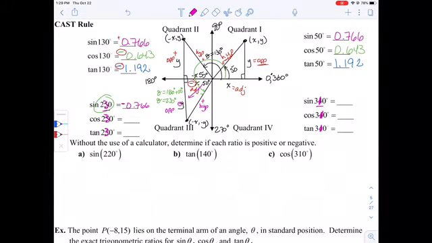Our cosine, our adjacent over our hypotenuse, would be a negative 0.643 because it's negative over positive, adjacent over hypotenuse. And then the opposite over adjacent, which are both negative, ends up being a negative divided by negative, which is a positive 1.192. And then again, in the last quadrant, let's draw that triangle with a reference angle of 50 degrees.